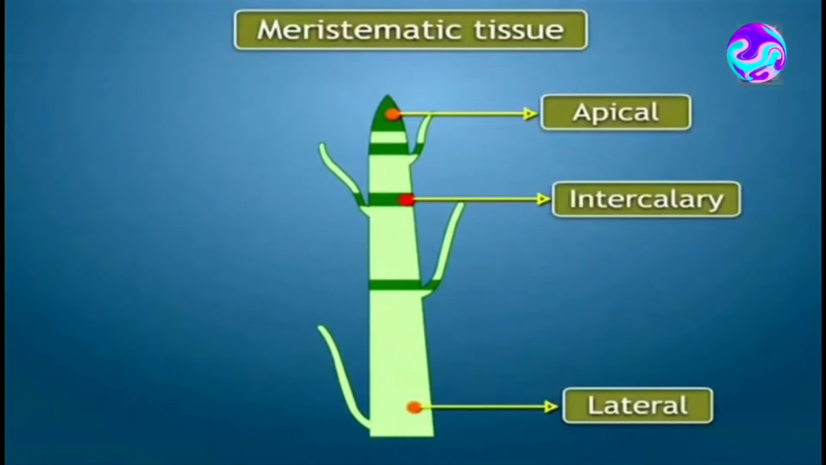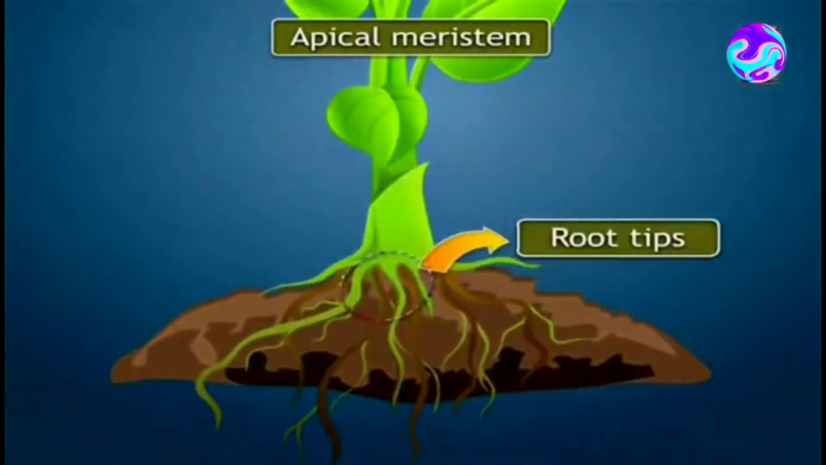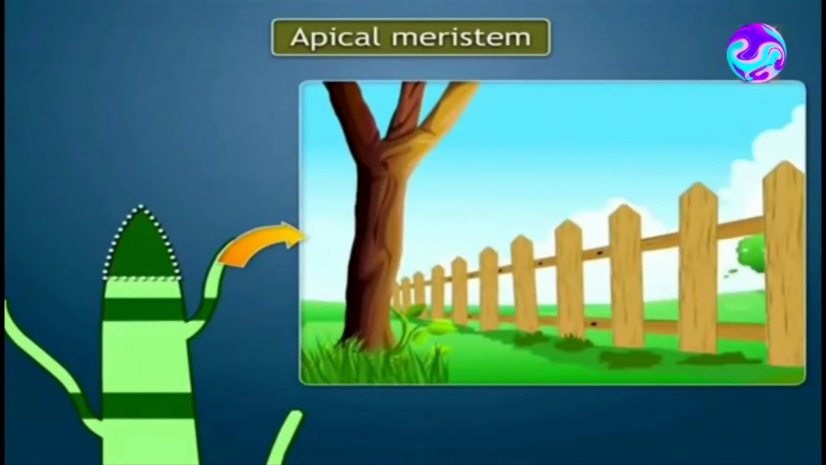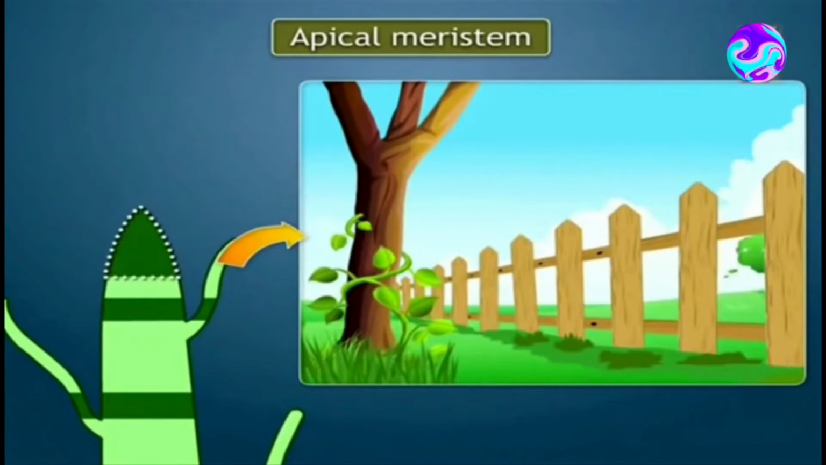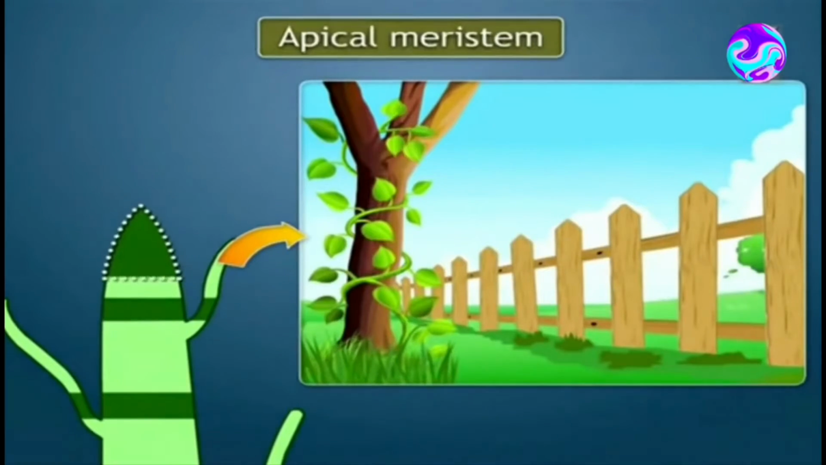Now, apical meristem. These tissues are found in the root tips and the stem tips. They increase the length of the plant and are responsible for the primary growth. So that is, the growth in the length of a plant happens because of apical meristem.